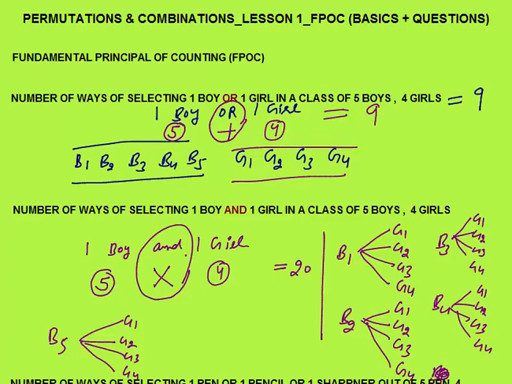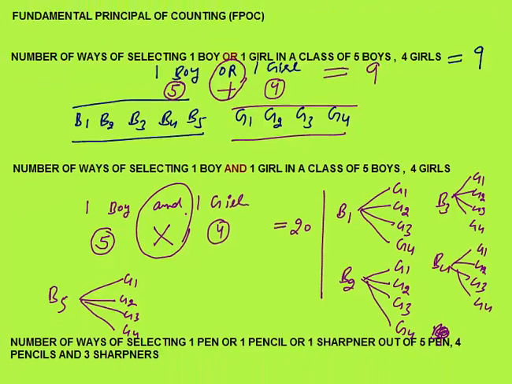Whenever there is an and, you need to multiply it. One boy can be selected in 5 ways out of 5 boys. One girl can be selected in 4 ways out of 4 girls. One boy and one girl can be selected in 5 into 4, 20 ways. The simple logic is that every boy can be paired with any of the 4 girls. For every boy, we have 4 options to select a girl. For 5 boys, we have 5 into 4, 20 options. That is our answer. So whenever there is an and, you need to multiply.